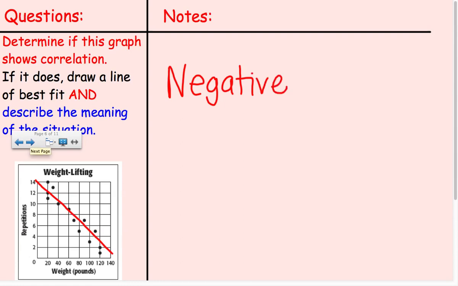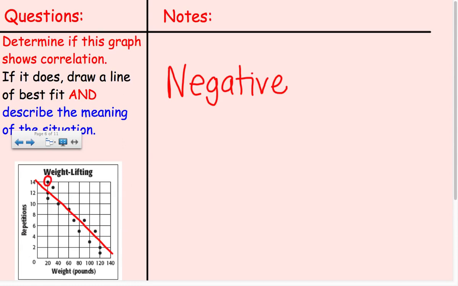I drew my line of best fit, so now I need to describe the meaning. The title of this graph is weightlifting. The x-axis is the weight in pounds. The y-axis is the number of repetitions. So how many times you do that exercise. So pretend you're standing there with dumbbells, little hand weights. Maybe you have 5-pound dumbbells. How many times do you lift those dumbbells? That's repetitions. So let's pick 2 random coordinate points.